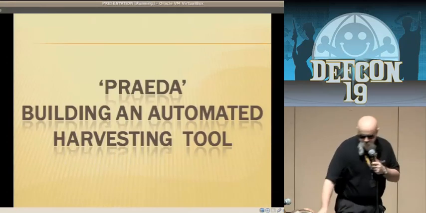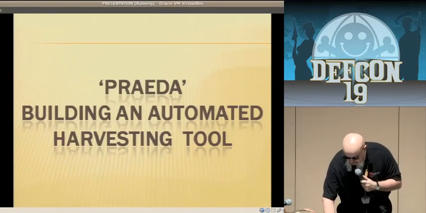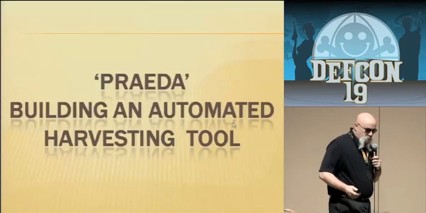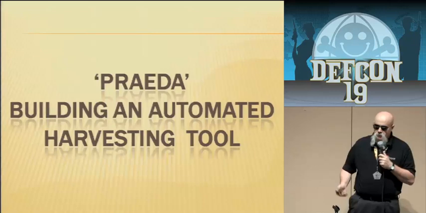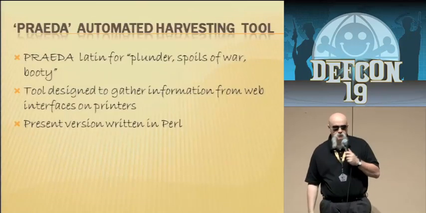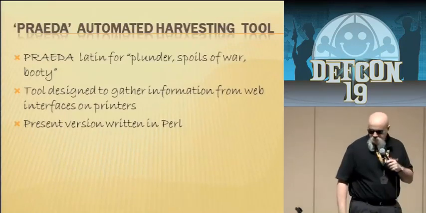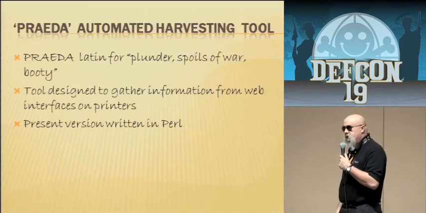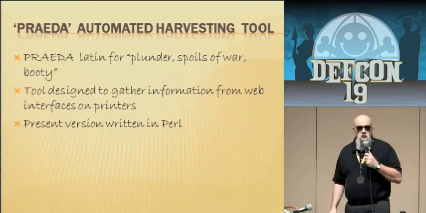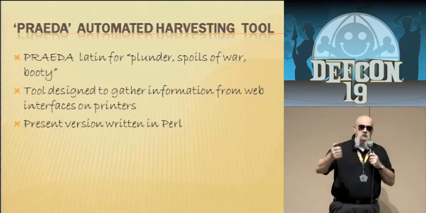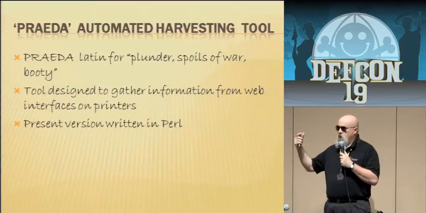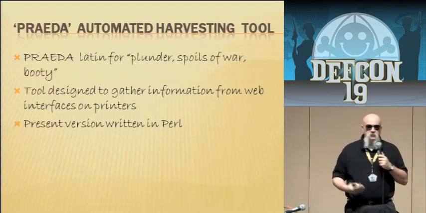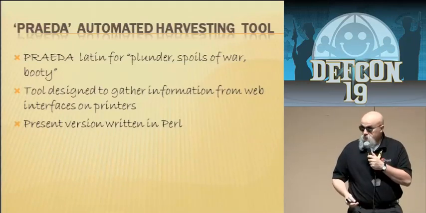Okay, the next thing we want to move into is the tool. So we started developing this tool a while back, and it's called Pwnd. Pwnd is Latin for plunder, spoils of war, booty, thief. And that's what its purpose is. Its purpose is to go to typically the web interfaces on your multifunction printers using weak passwords, vulnerabilities, and whatever other methods we can put together to strip this data that can be used to attack other key systems within your environment.